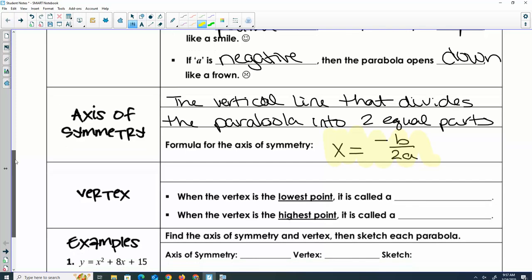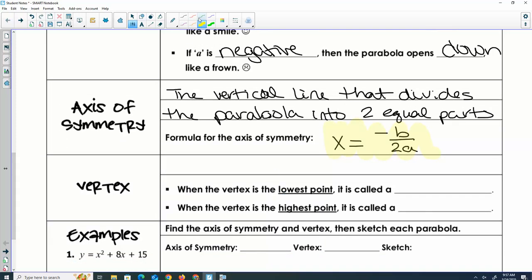All right. The other thing that we're going to talk about today, so we have the parabolas if they open up or down. We have the axis of symmetry, which is like the halfway mark between the parabolas. And the final thing that I want to touch on today is the vertex. That is the turning point of the parabola.